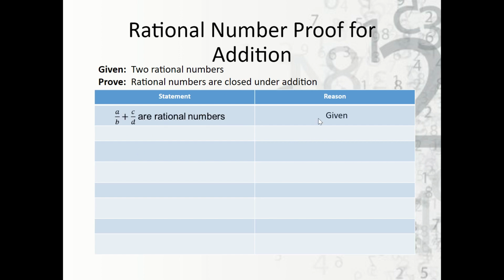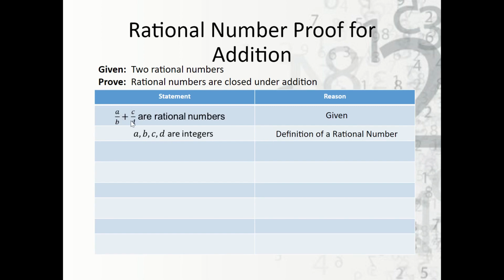And that's given information, right? We're told that they're rational numbers, so that's given. And all we did was break it down and write them as A over B and C over D. Now we should note that A, B, C, and D are all integers, and we know that because of the definition of a rational number, right? Because these are rational numbers, that means that each of these has to be an integer.